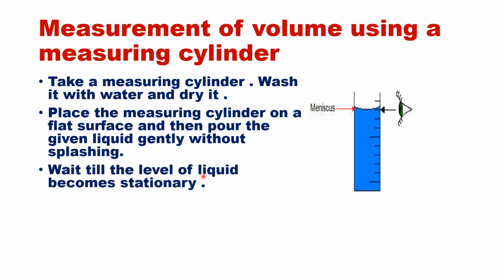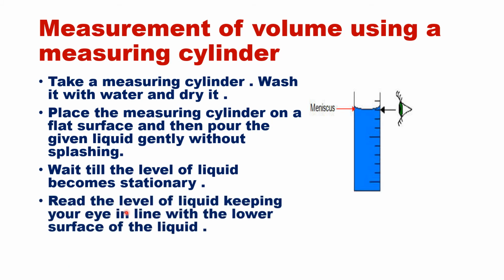Then wait till the level of liquid becomes stationary. First when you add the liquid it will be a little bit shaky and then after that it will settle down. It will become stationary. And now you have to read the level of liquid, keeping your eye in line with the lower surface of the liquid. So your eye should be kept near the lower surface in line with it horizontally like this, so that we don't make any mistake while reading it.